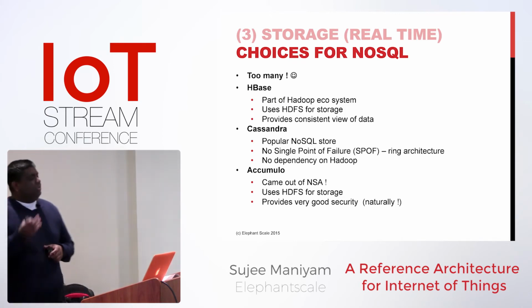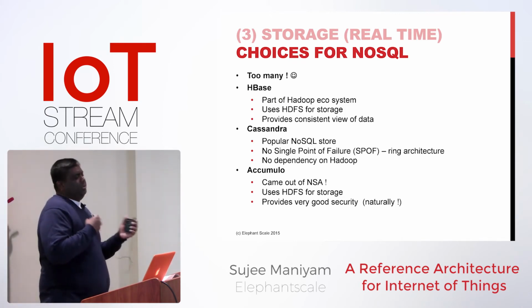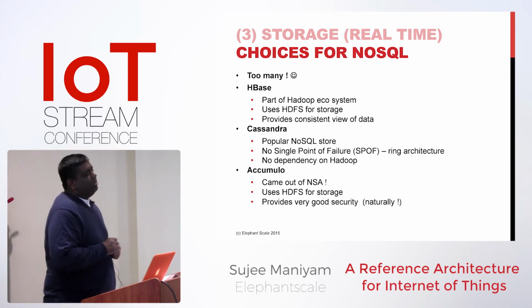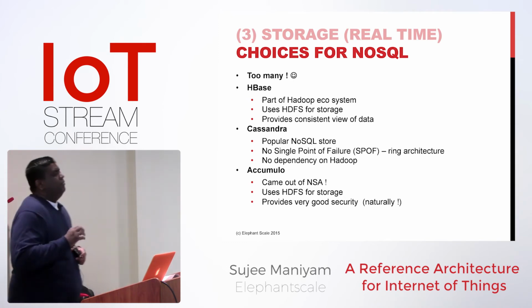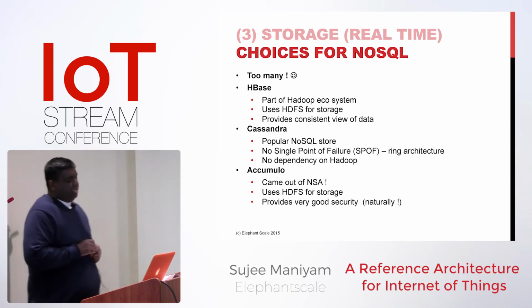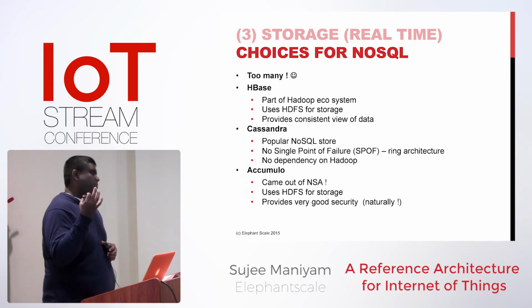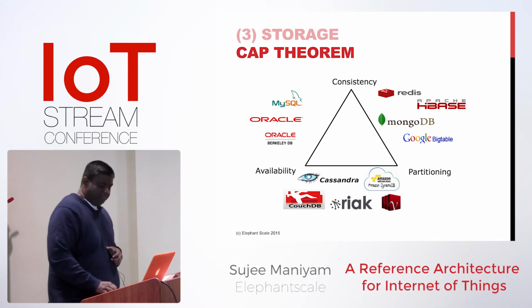Choice for NoSQL. So we figured out HDFS is our master storage. What about NoSQL? There are way too many. The popular ones are HBase, Cassandra, and Accumulo. Accumulo is basically an HBase cousin that came out of the NSA, and in a strange twist of things, it's actually open source, and you can use it.